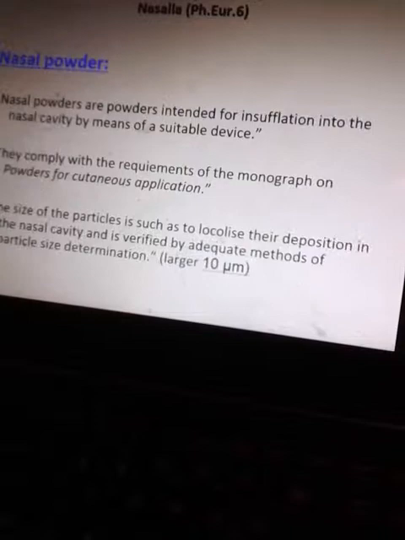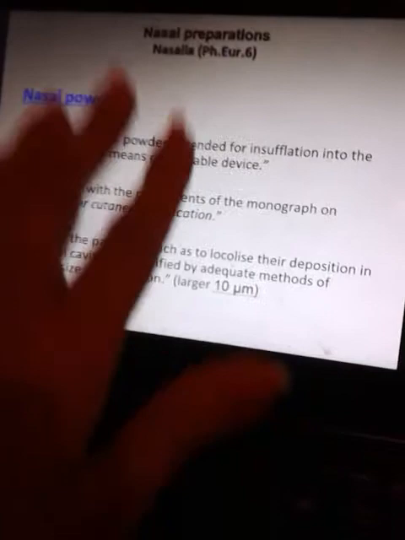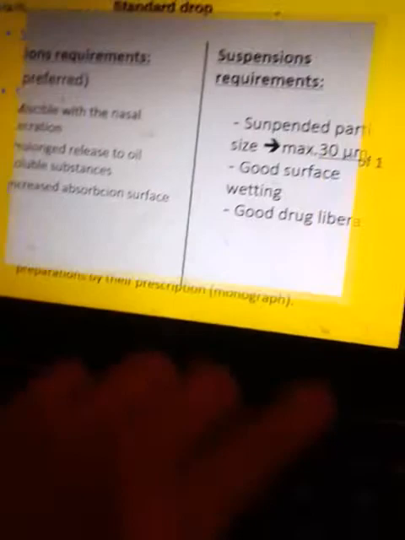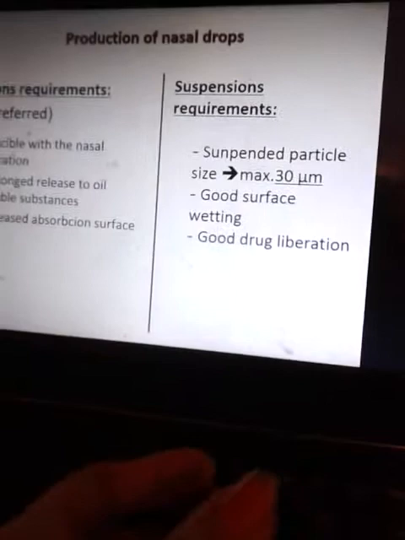The size of nasal powder is not larger than 10 micrometers. The size of suspension is maximum 30 micrometers, so we can say between 10 and 30 micrometers. It should have good surface wetting and good drug liberation.